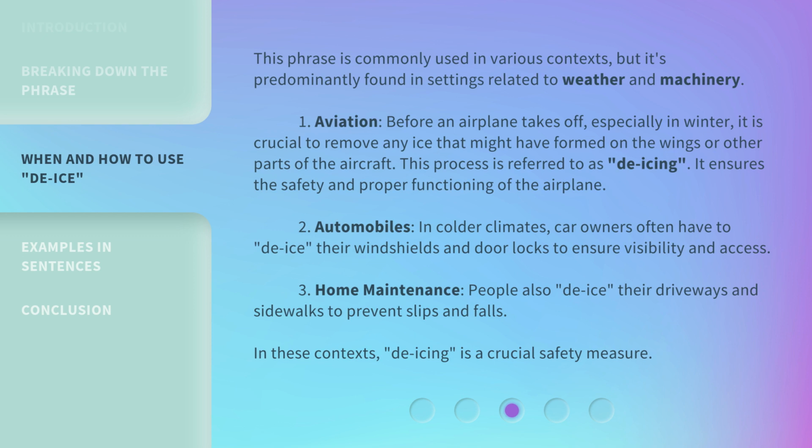2. Automobiles. In colder climates, car owners often have to de-ice their windshields and door locks to ensure visibility and access. 3. Home maintenance. People also de-ice their driveways and sidewalks to prevent slips and falls. In these contexts, de-icing is a crucial safety measure.